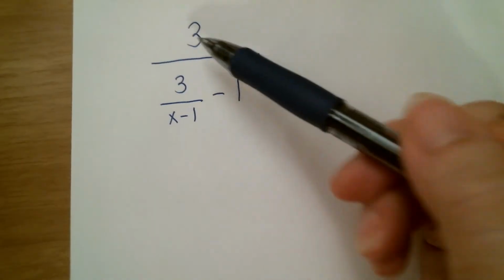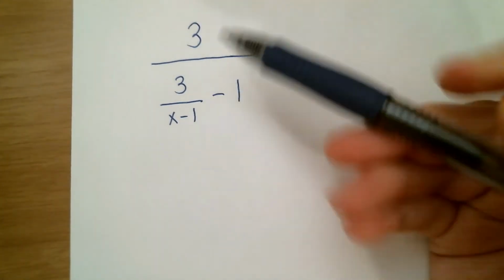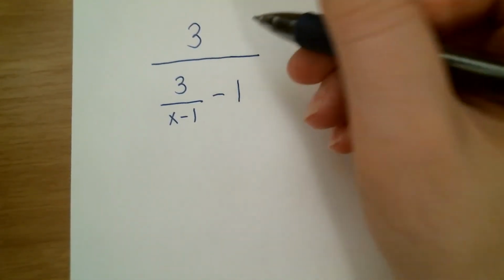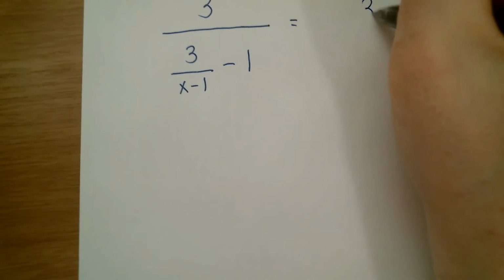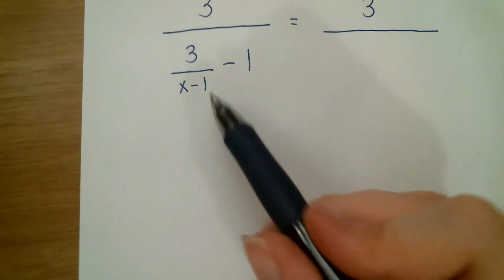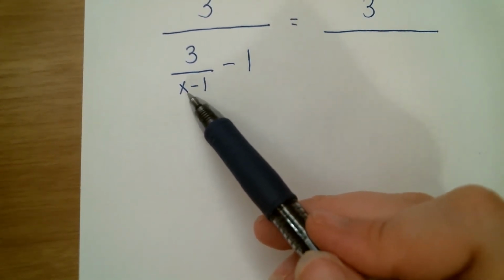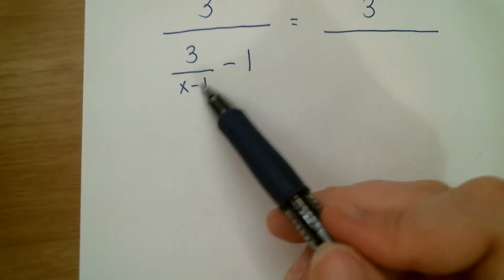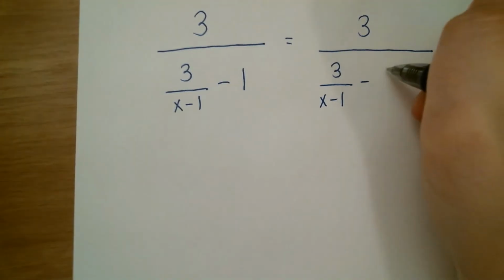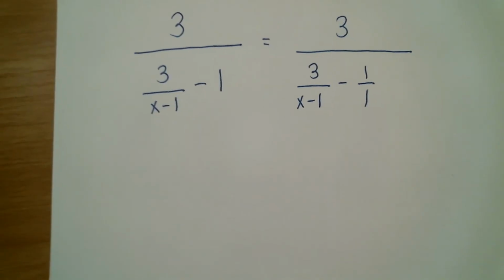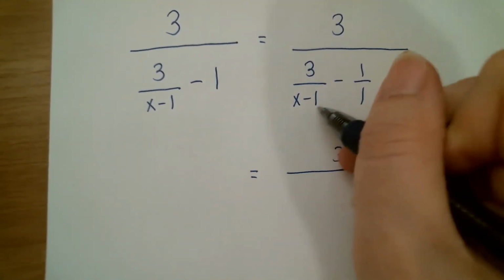So again, we're going to ignore the 3 in the numerator for right now. We are going to work with this messy denominator, but I am going to carry the 3 in the numerator so I don't lose track of it. So let's leave the 3 in the top. In the bottom, we are going to make both of these fractions because we want to make it clear that we are subtracting fractions here. So this is going to be 3 over x minus 1 minus, make 1 a fraction by putting it over 1. Now in order to subtract these, they need to have the same denominator.